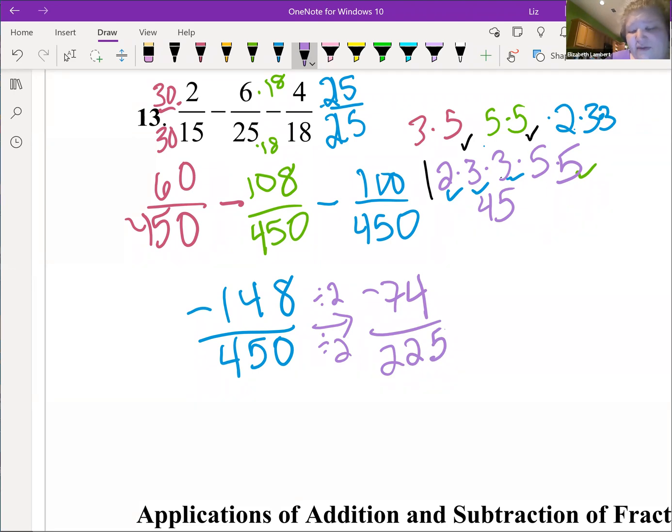So 3s and 5s. Well, I know the 5s don't go into 74. Do the 3s? Well, remember our divisible by 3 rule. 7 plus 4 is 11, not 12. 3 doesn't go in there either, but you can check it on the calculator. 74 divided by 3 is 24 point blah, blah, blah. So that is our reduced final answer.